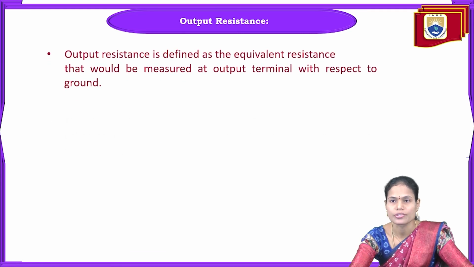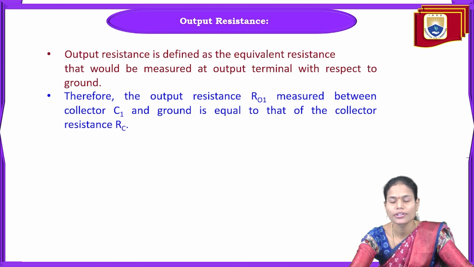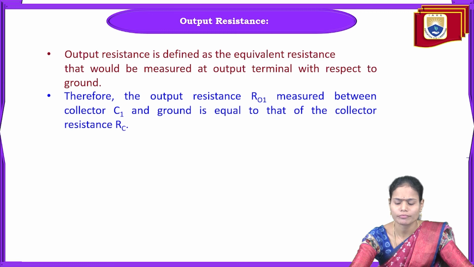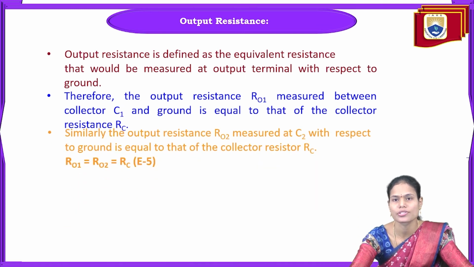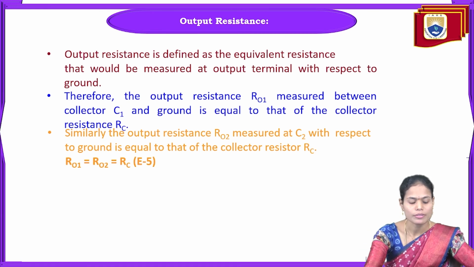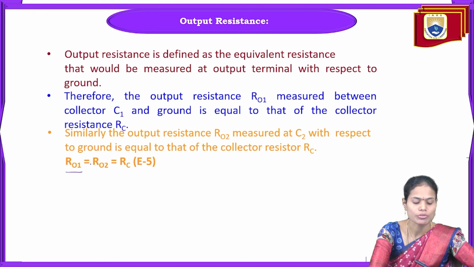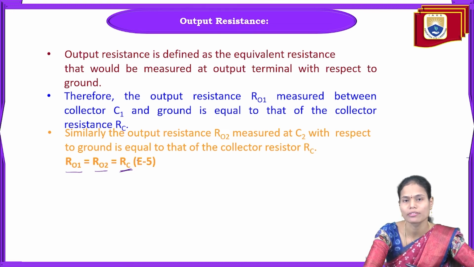And the next parameter is the output resistance. Output resistance is nothing but the equivalent resistance that we have to measure at the output terminals of the transistor, while the other terminal should be grounded here. Therefore, the output resistance RO1 measured between the first transistor collector, that is C1, and the ground is equal to the collector resistance RC here. Similarly, if you want to measure across the second transistor, we take it as RO2, measured at the collector of the second transistor C2 with respect to ground, equal to the collector resistance RC. So directly we can write the output resistance across transistor Q1, that is RO1, is equal to that of transistor 2, that is RO2, approximately equal to the collector resistance RC, which we are providing for the two transistors.